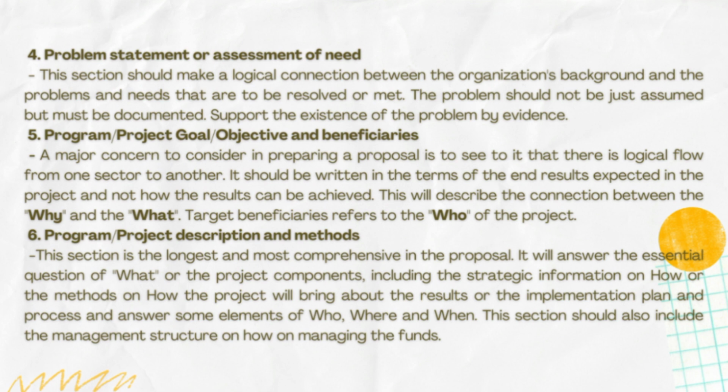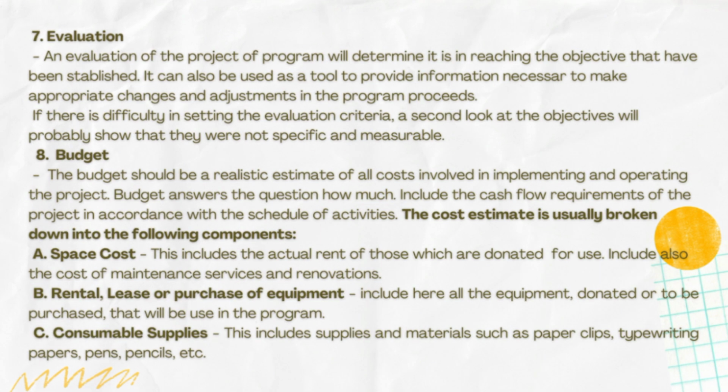The sixth step in writing a proposal is the program or project description and methods. This section is the longest and the most comprehensive in the proposal format. It will answer the essential question of what the project components are. This section should also include the management structure and how the funds are managed. The next is evaluation. An evaluation of the project or program will determine whether the objectives that had been established are being achieved. It can also be used as a tool to provide information necessary to make appropriate changes and adjustments as the program proceeds. Number 8 on the list is the budget.